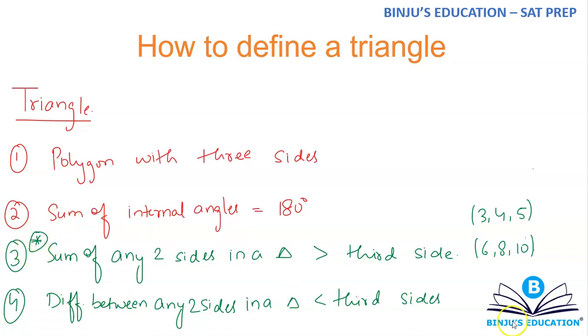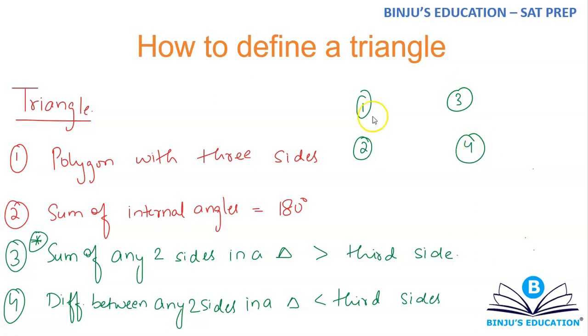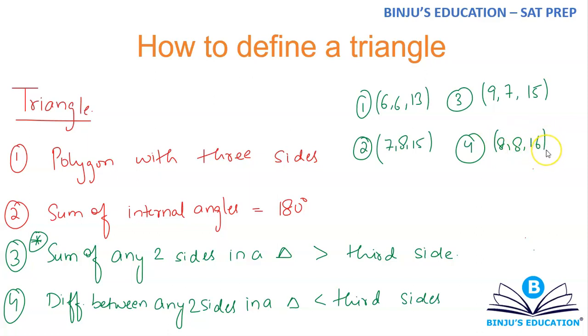So using this, for example, if I ask you a question, out of the following, which can form a triangle or which can be the sides for a triangle. And let's say I give you 4 options. So which of the following options represent sides of a triangle?